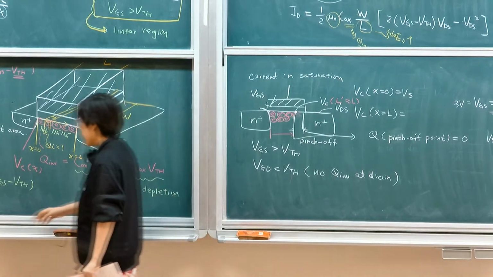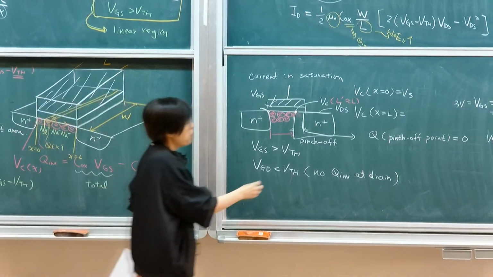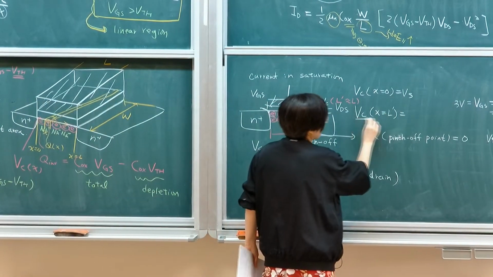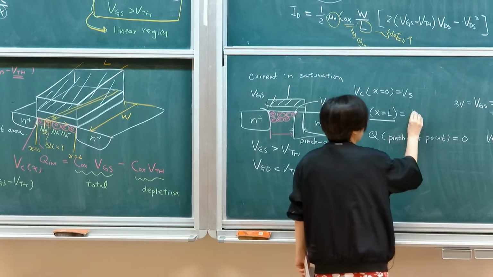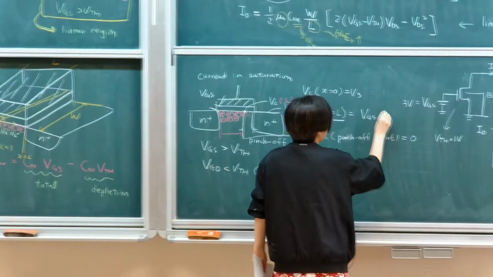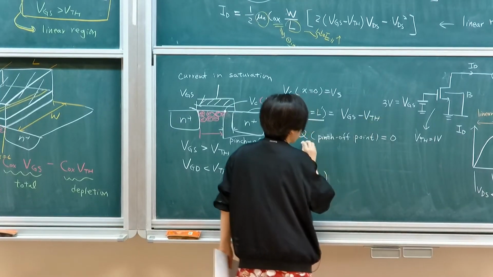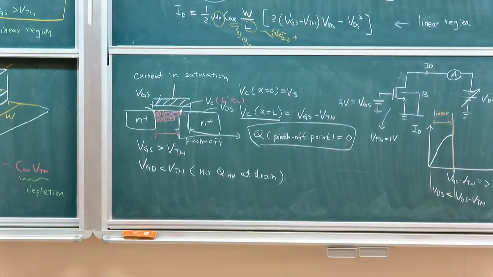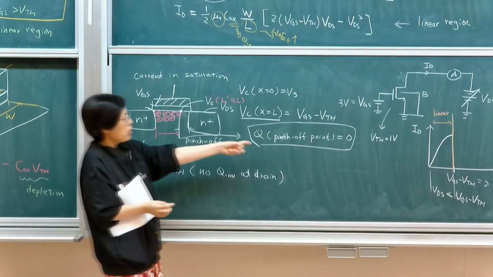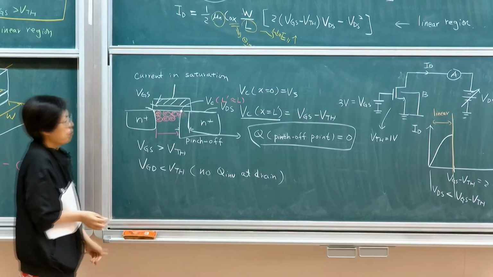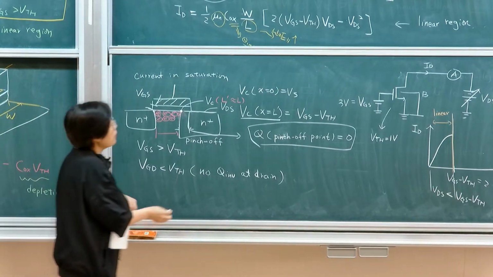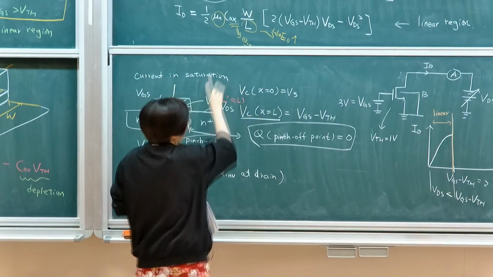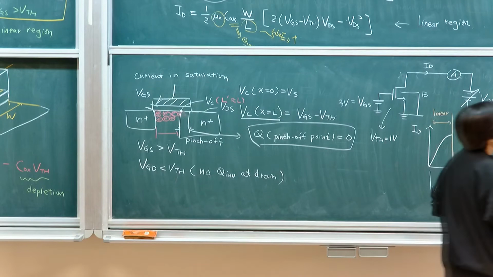So at the right-hand side of the channel, the potential on the right-hand side would then equal VGS minus VTH. This is defined by this, because I know that at the pinch-off point, the amount of inversion charge should equal 0. So if this is the case, I'm going to insert that back into the equation.